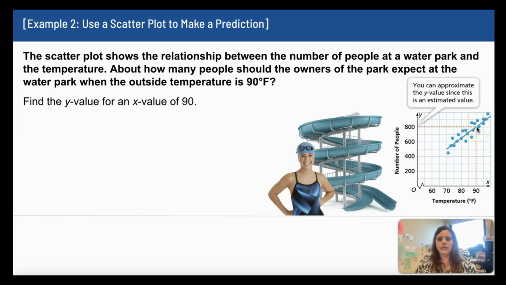Amusement parks like Valleyfair can use this type of information to help in planning their staffing so that they make sure that they have enough people and they meet safety regulations for the number of people that are going to be at the park.